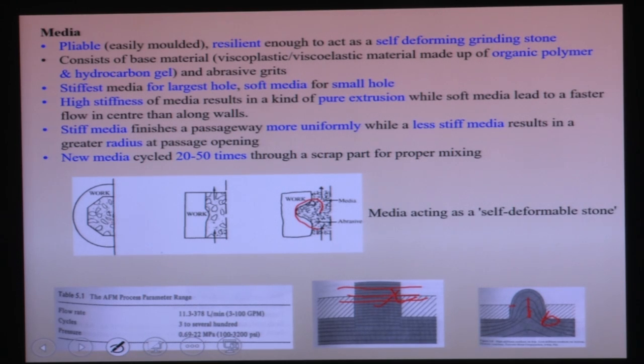So now, for making the new media, you have to mix this viscoelastic polymeric media with the abrasive particles, and you have to move this media over scrap workpieces 20 to 30 times, so that a homogeneous mixture of abrasive particles with the base media can be made. Different types of abrasive particles are used, like aluminum oxide, silicon carbide, boron carbide and diamond, with 8 to 700 mesh size.